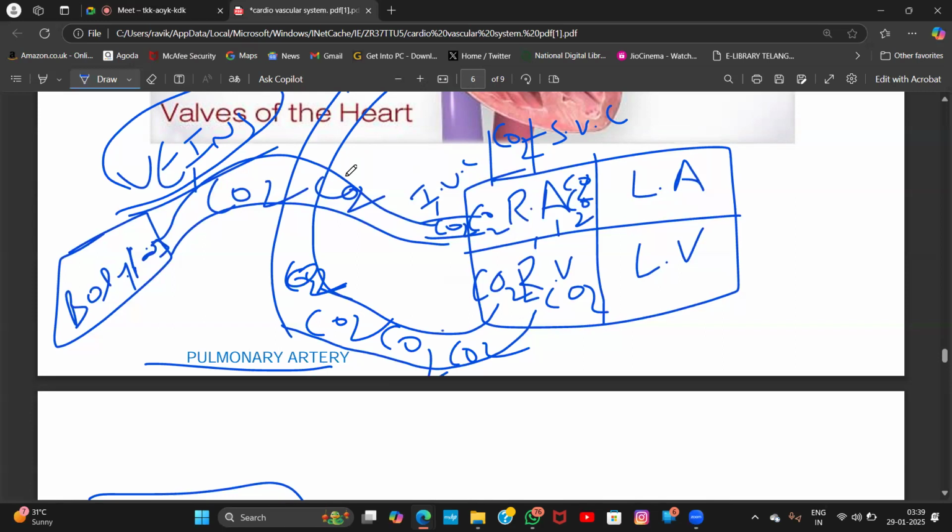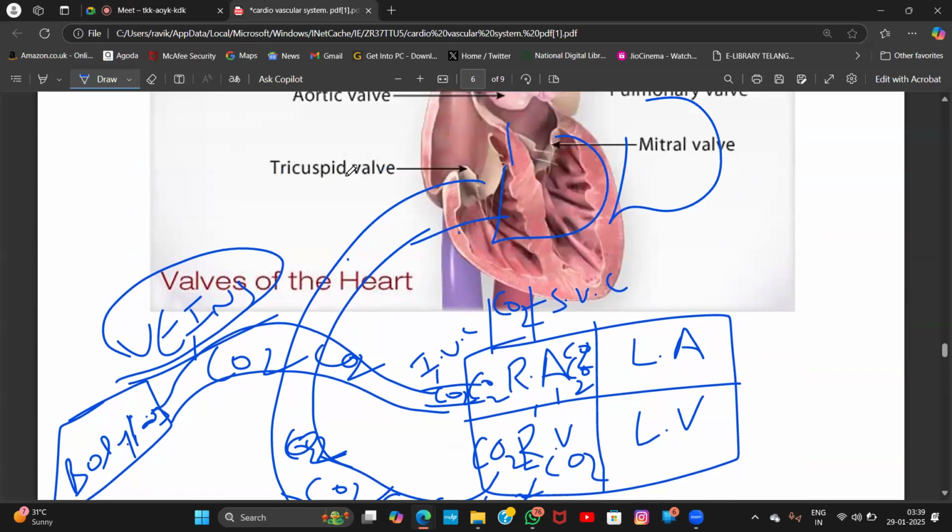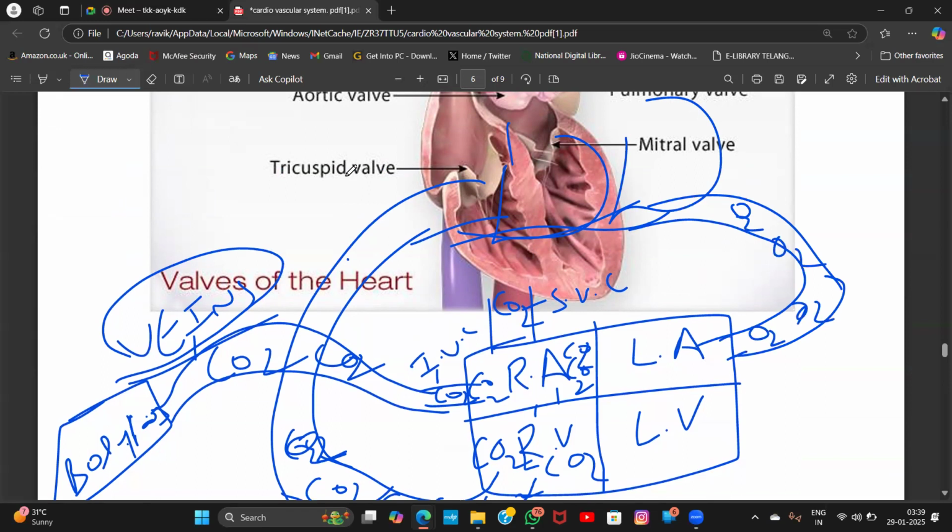Deoxygenated blood ని క్యారీ చేస్తుంది. The pulmonary artery is carrying deoxygenated blood. It goes to the lungs. లంగ్స్ దగ్గర ఎక్స్చేంజ్ అయిన తర్వాత, now the carrier of O2, క్యారియర్ ఎవరు? పల్మనరీ. లంగ్స్ నుంచి హార్ట్ కి తీసుకొచ్చేది ఎవరు? పల్మనరీ వీన్. వెరీ గుడ్. పల్మనరీ వీన్.